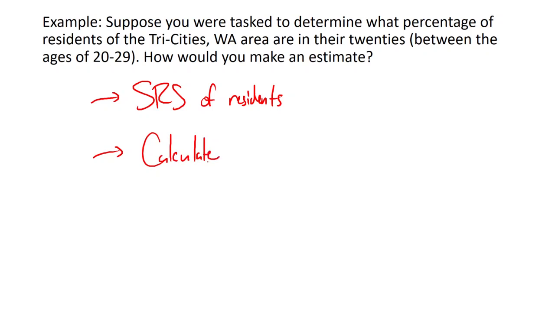You could look at means and standard deviations, except what are we actually interested in estimating here? In this case, the mean and standard deviation aren't what we want. You could try to estimate the average age of residents, and that would be a mean problem. But I'm interested in the percentage. So what would we do? We'd calculate a sample proportion, right? So we would go out and find the sample proportion in their 20s.